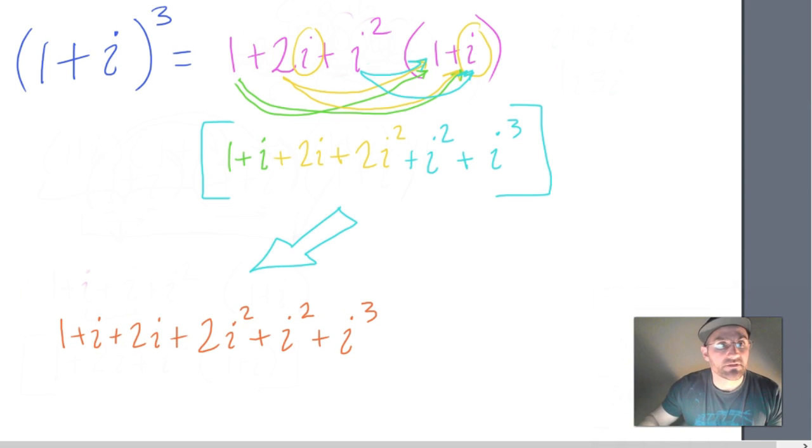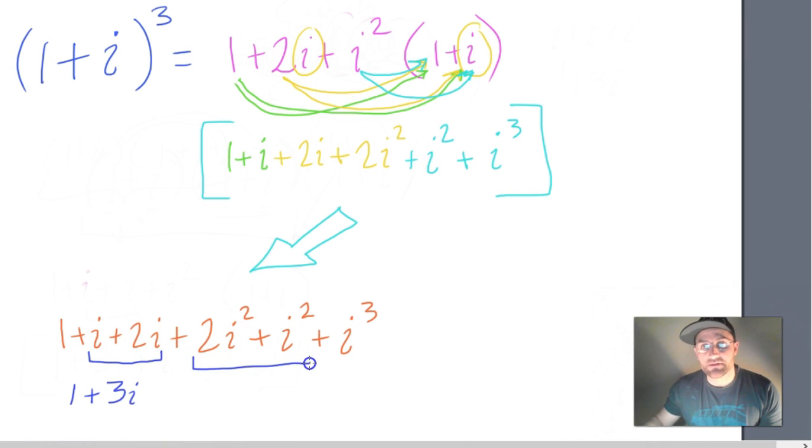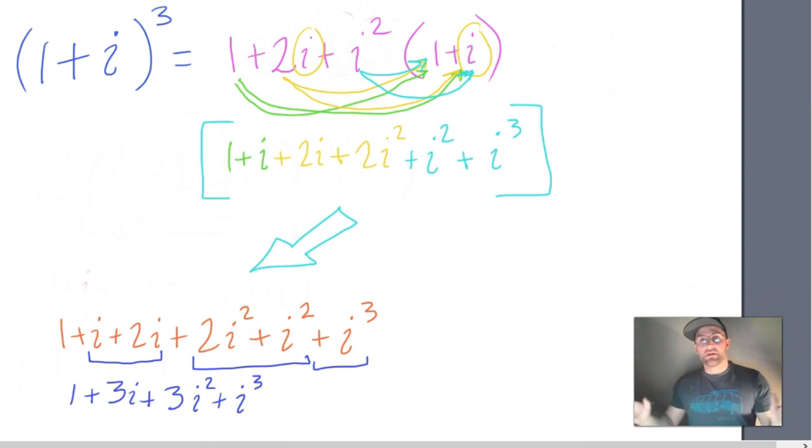Yep, looks good. So now we're looking for like terms that we can combine, okay? Here we see our like terms, I and 2I. So that's going to become 3I. We're going to bring this 1 plus down, so we have 1 plus 3I. Now we have 2I squared that can combine with I squared. So it's going to be positive 3I squared. And then we have a positive I cubed, I to the third, right?